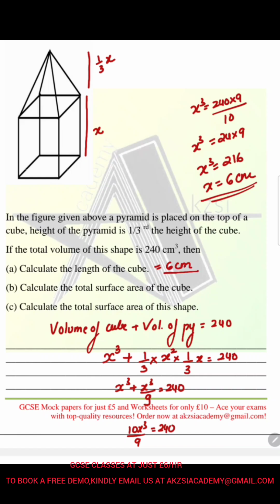Then calculate the total surface area of a cube. The total surface area of a cube is 6a squared, that's the formula. So 6a squared, that is 6 times 6 squared, which is 216. So this is 216 centimeters squared. Calculate the total surface area of this shape.